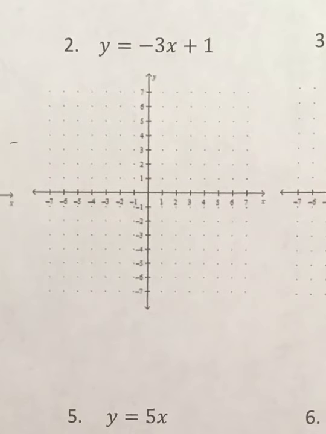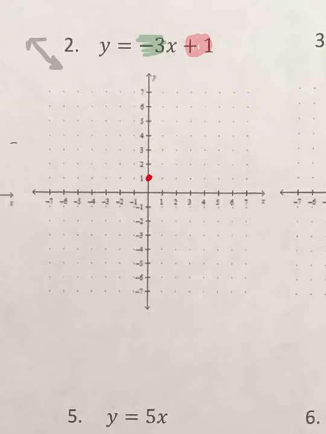So let's start with the y-intercept. The y-intercept is +1. That's where it's going to hit the y-axis. And then the slope is -3x. So remember, it's got to be slanting downhill. We have to make sure our line is going downhill because of the negative.